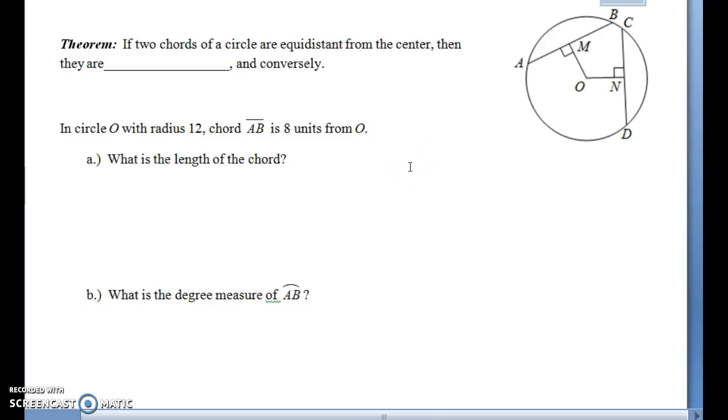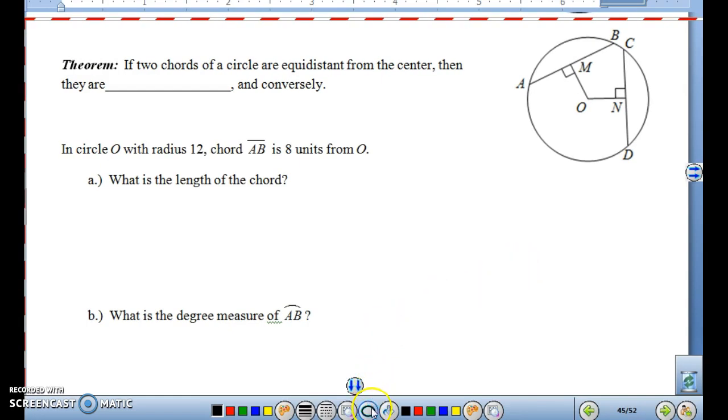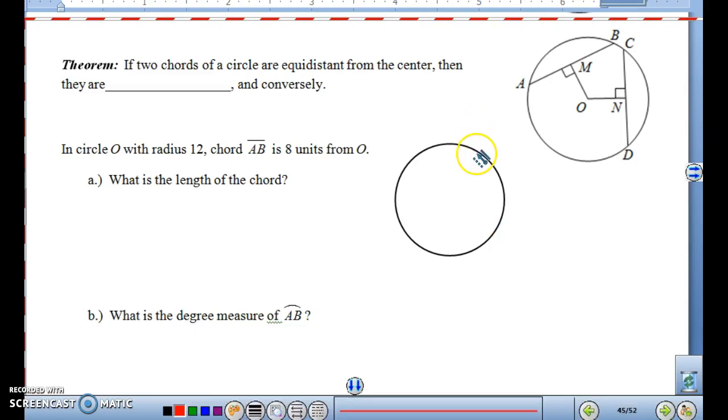All right, let's draw ourselves a picture here. We have a circle with a radius of 12, and chord AB is 8 units from the center O. So here is O. I'm going to draw my chord AB here somewhere. It doesn't matter where. Here's my chord AB, and it's 8 units from O.